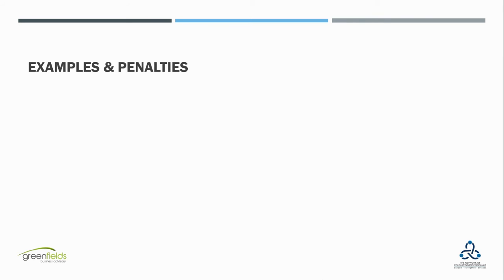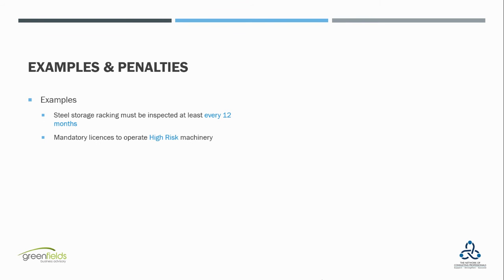Okay, some examples and penalties. Some examples that would need to comply with, for example, if you've got steel storage racking in your warehouse or in a factory, they must be inspected at least every 12 months. Similar for forklifts, would need to be inspected and maintained.